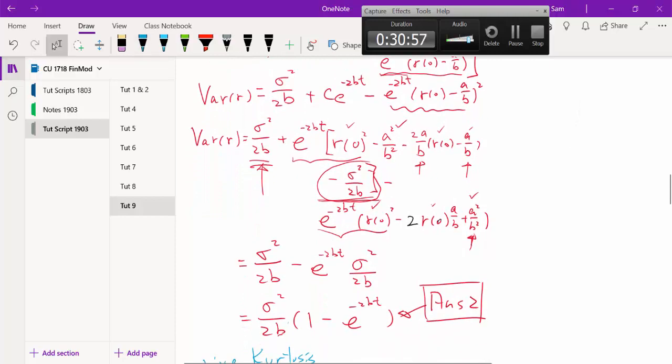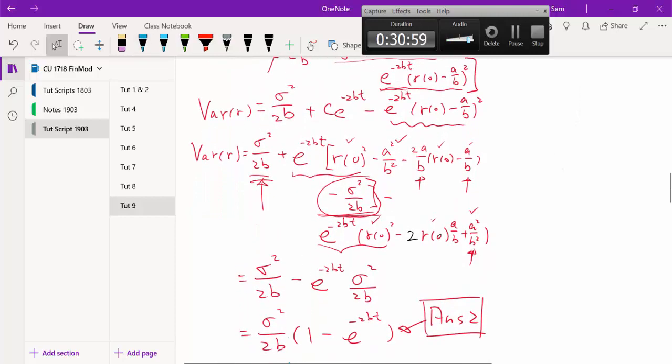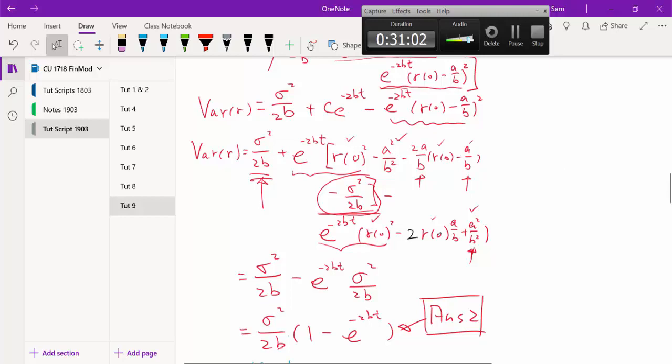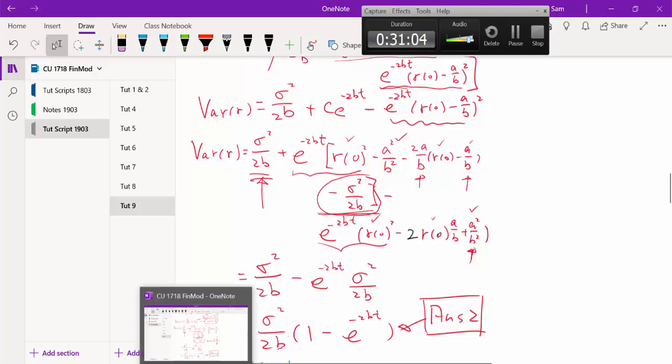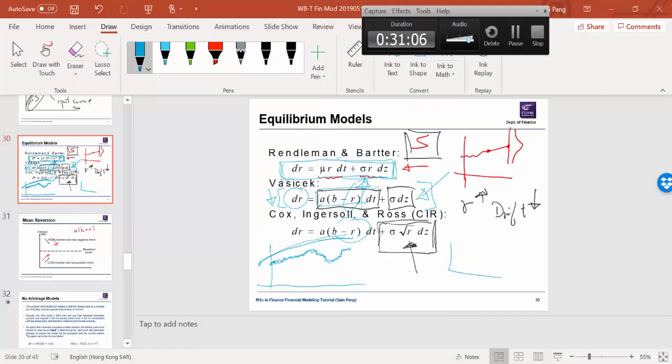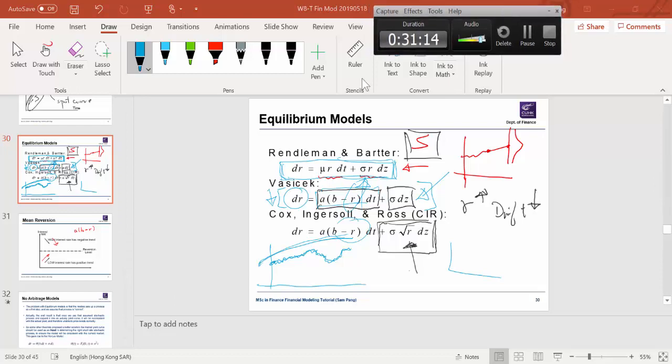It'll take me quite a while to type this up, I think. Now let me get on to another. I think this is something you should know. Very basic demonstration of how you take a random stochastic process and then figure out the expectation and also the variance.